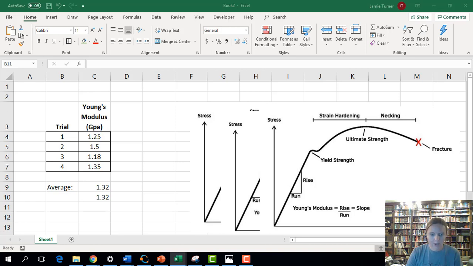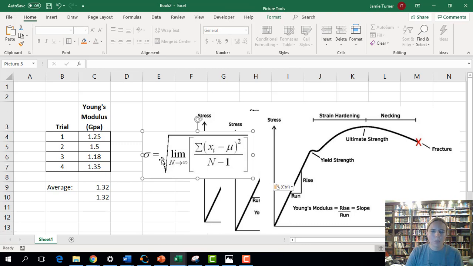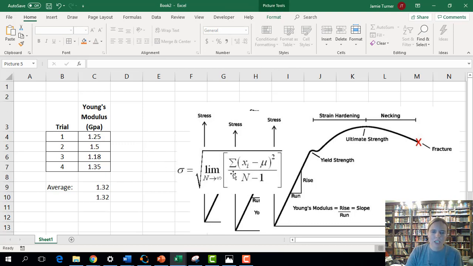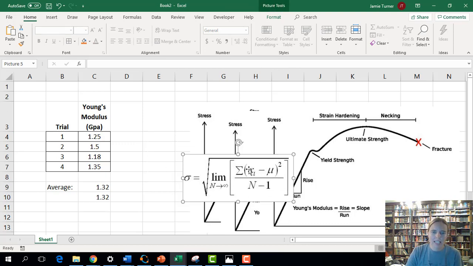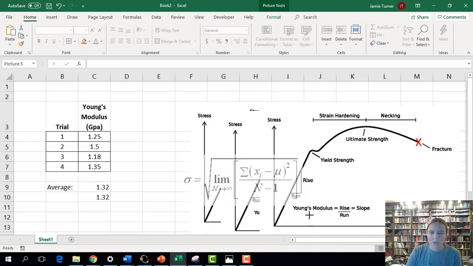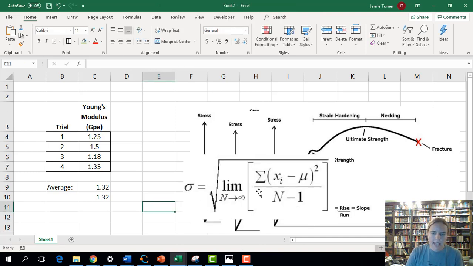Okay, so there's our average, and the next thing we want to do is calculate our standard deviation. So when we report our number, we're going to say 1.32 plus or minus, and then describe the scatter. So how precise are our results? How many significant figures should we use? Let me just pull up that standard deviation equation again. Again, we're looking at each individual data point and how far away it is from the average. This is just a way to quantify that. And we're going to sum up all of those little differences.